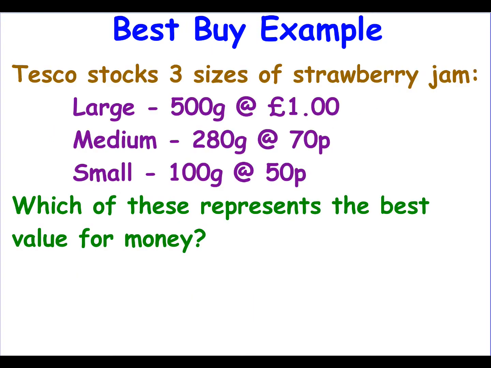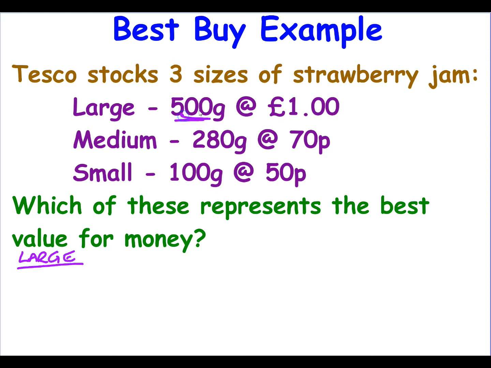Tesco stocks 3 sizes of strawberry jam. The large weighs 500 grams and costs £1. The medium 280 grams and costs 70 pence, and the small jar is 100 grams and costs 50 pence. Which represents the best value for money? And what Tesco will normally do, will write this calculation we're about to do underneath the price of the jam. So let's look at the large.